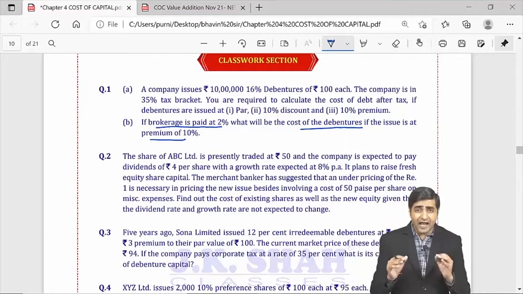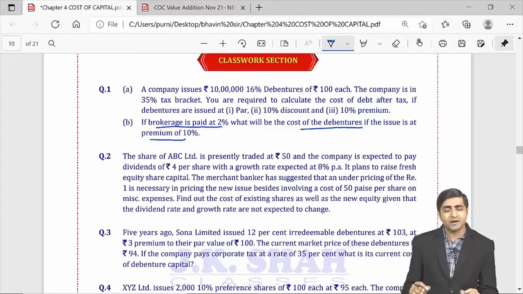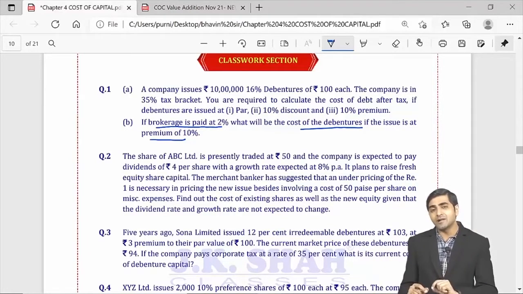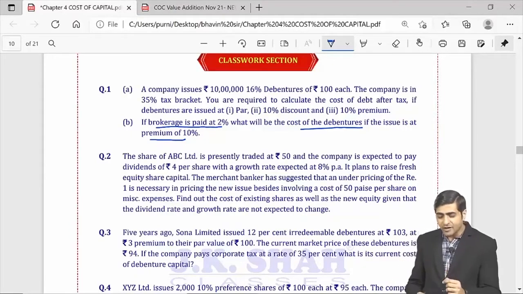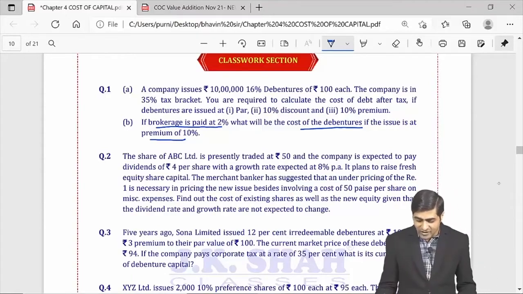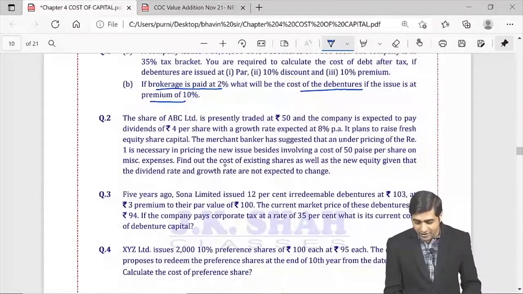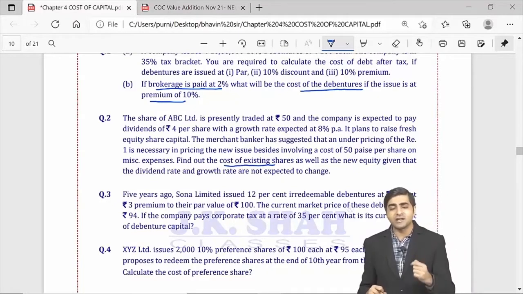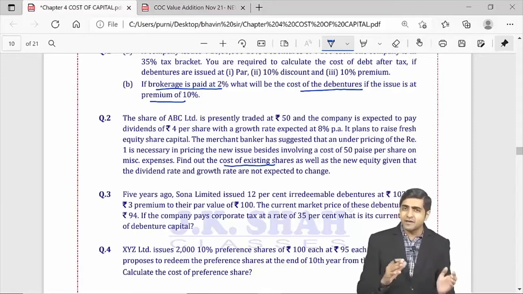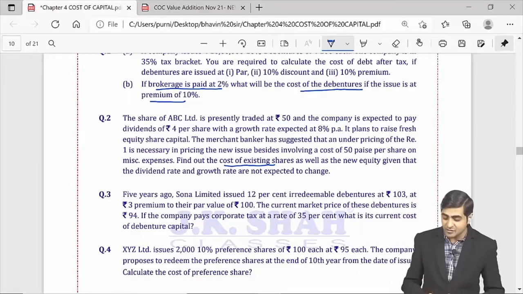Okay, life is not available. Always remember that this will be irredeemable, this will be perpetual, and we are going to use interest into 1 minus tax upon net proceeds. Coming to question number 2, my dear students, in this question we are required to calculate your KE. Okay, so we are quickly revising this. So guys, keep your material with yourself, and in every particular question, we'll be marking the important concepts as well.